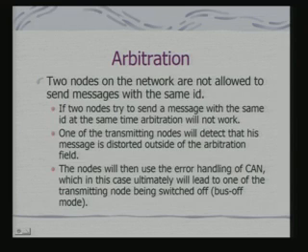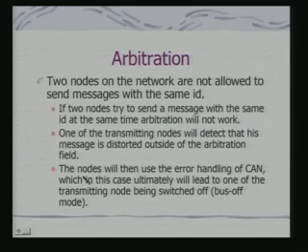If two nodes try to send a message with the same ID at the same time, obviously arbitration will not work. So, one of the transmitting nodes will detect that its message is distorted outside of the arbitration field, because since they are sitting on the bus, they can listen to the data that is being sent as well.